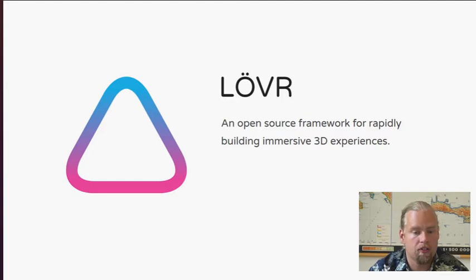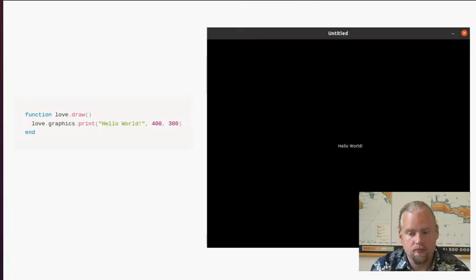I think a great visualization of this is the classic Hello World, because in Love, it's just these three lines, love graphics print, and you get Hello World in there, and it sets up your window, your OpenGL canvas, renders to it every frame, and it's just three lines, and that's your entire project. I think that's really cool.